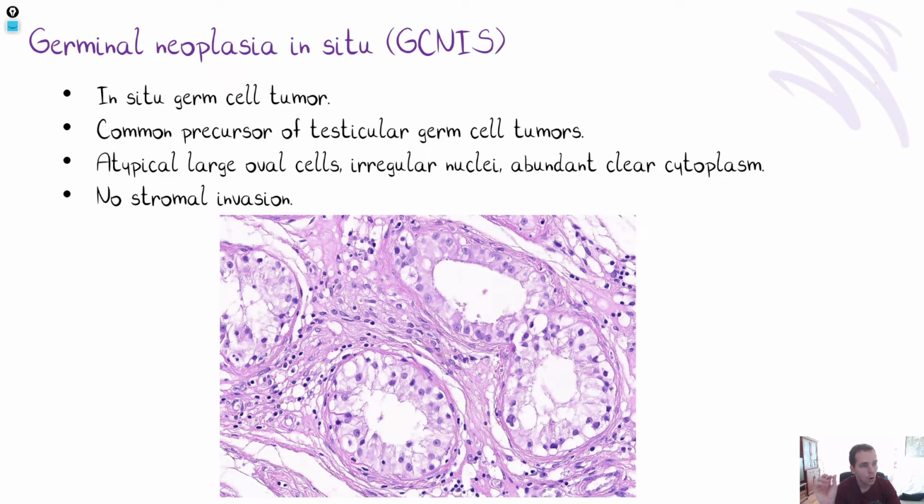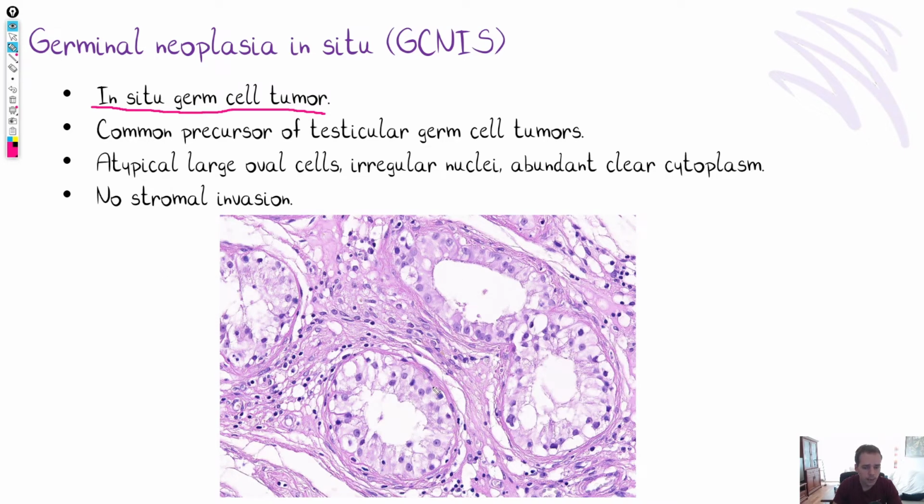In testicles, we've got a known precursor of the germ cell tumors. It is called germinal neoplasia in situ, and it's basically an in situ germ cell tumor. So it's a precursor of invasive germ cell tumors. And it looks like this.